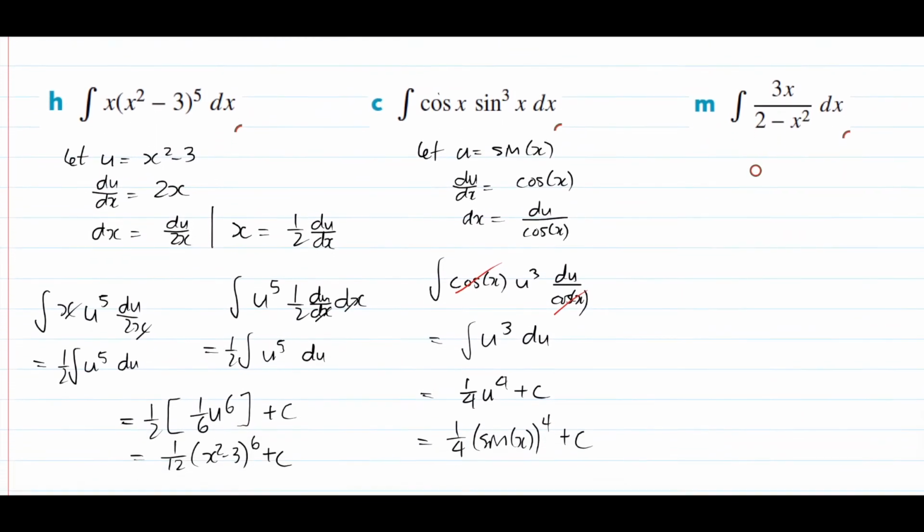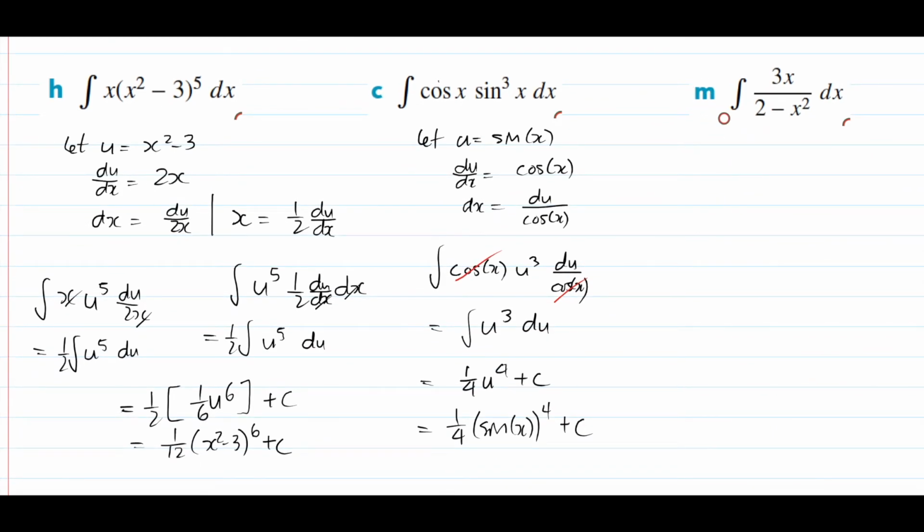Now for the last one over here, part M, once again, let u equal whatever function looks complicated. So you have a lot of choices. You can either let u equal 3x, you can let u equal 2 minus x squared, or you can let u equal x squared. Up to you. I'm just going to let u equal 2 minus x squared.